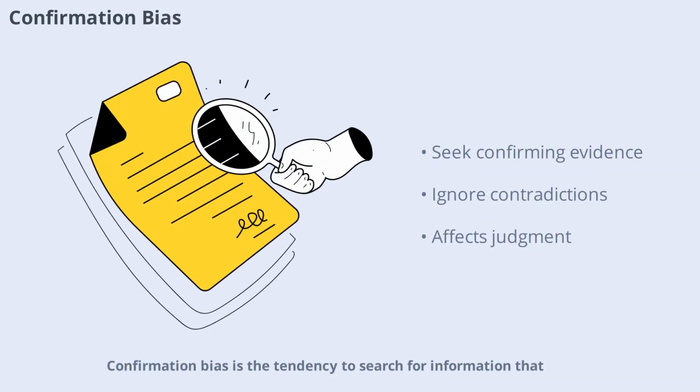Confirmation bias is the tendency to search for information that supports our preconceptions and to ignore or distort contradictory evidence. This bias can affect how we interpret news, make decisions, and even remember events. For example, if you believe a certain diet works, you might focus on success stories and overlook failures. Being aware of confirmation bias helps us seek balanced evidence and make more objective judgments.